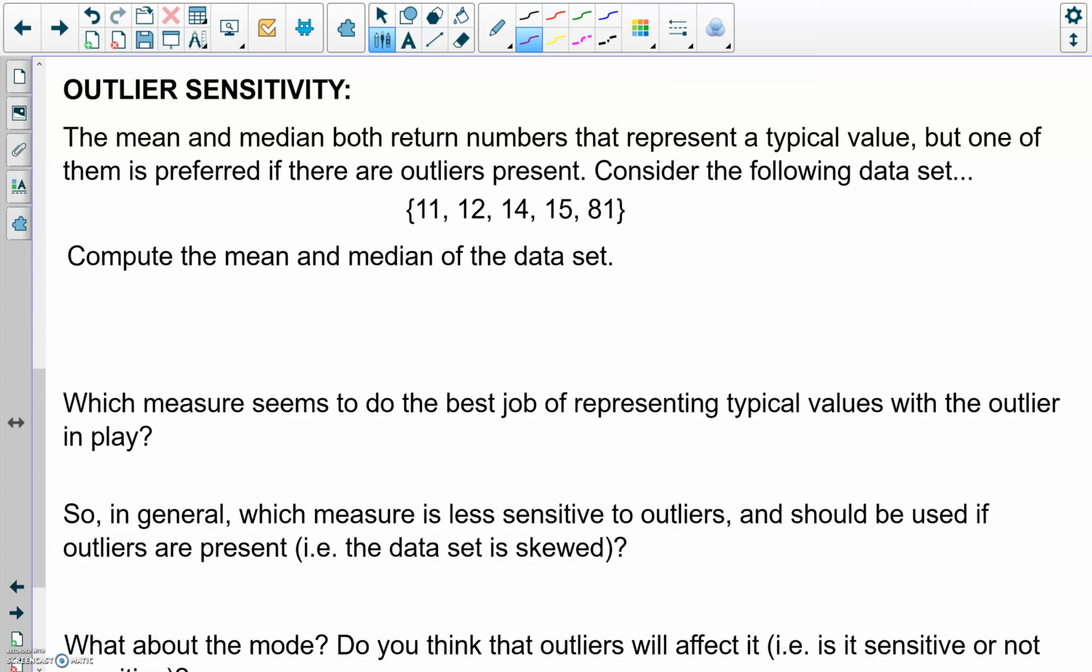And what you should have gotten here, I'm going to use mu again because it doesn't tell me that it's a sample. So the mu would have been 26.6. The median would have been 14. So which of the measures seems to do a better job of representing the typical values with the outlier in play? And then which measure is less sensitive to outliers and should be used if outliers are present? What you answer for one is going to be the answer for the next. It generalizes. Let's go ahead and try that. Pause.